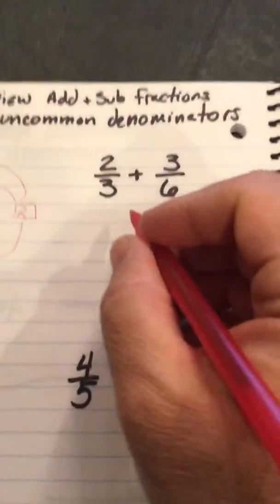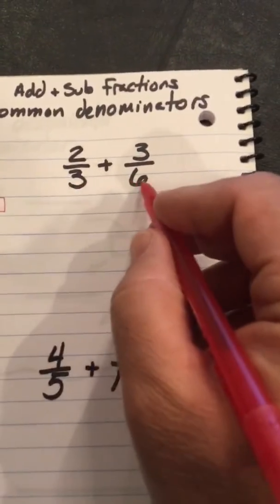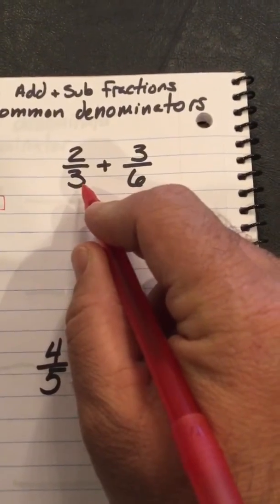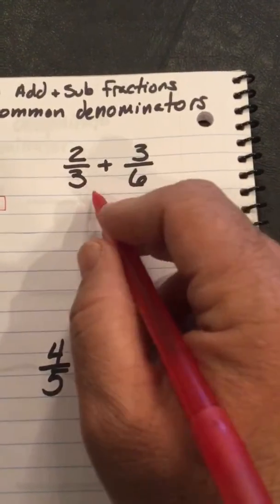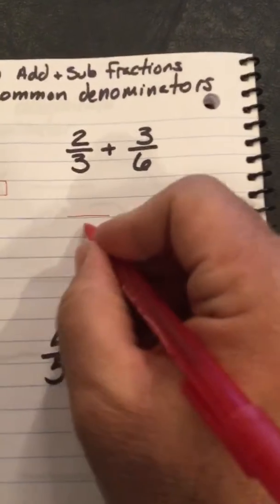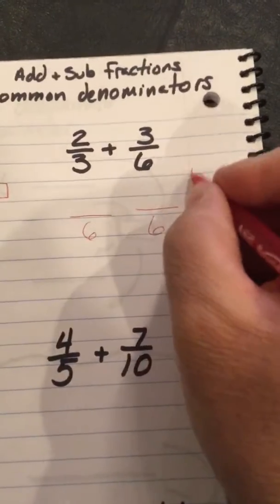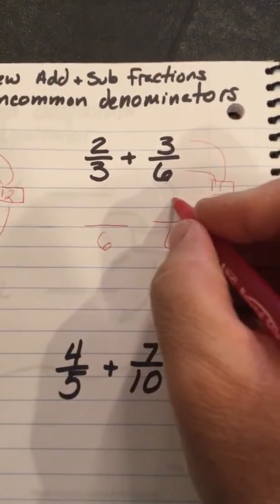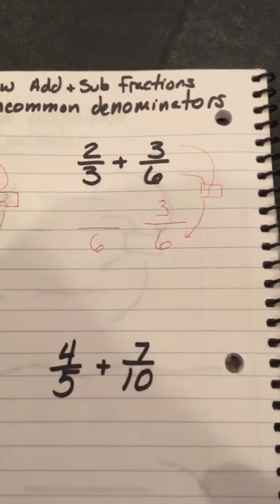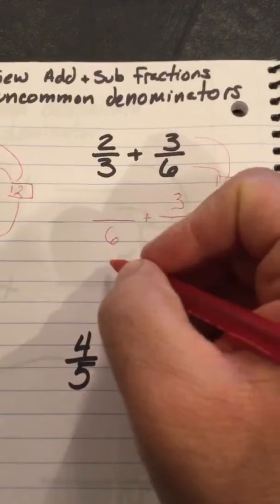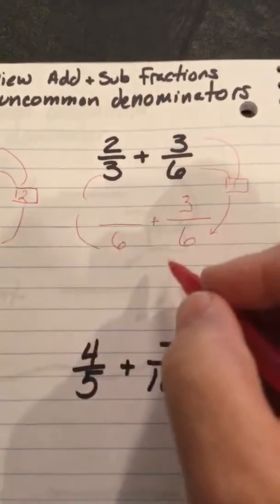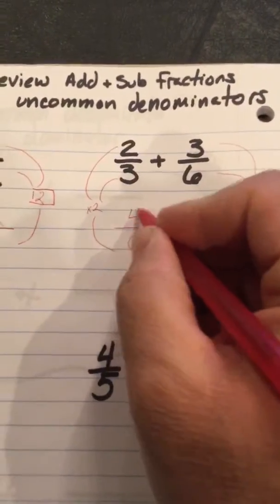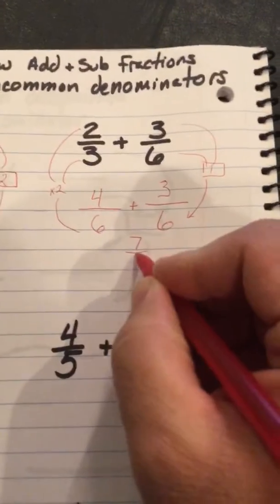Okay, so let's try. What number can 3 and 6 go into? Count by 3, think of 6. 3, 6. Ooh, 6 can go into 6, right? So that must be our common denominator. All right, easy enough. 6 times 1 is 6. 3 times 1 is 3. 3 times what gives you 6? Times 2. 2 times 2 is 4. 7/6.